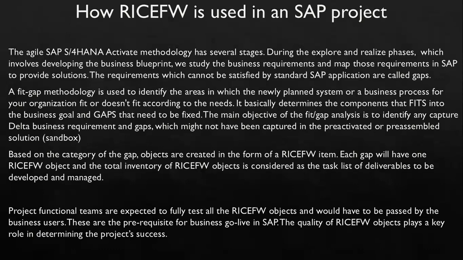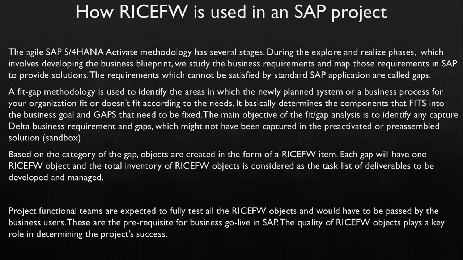Now, how WRICEF is used in an SAP project. The Agile SAP S4HANA Activate Manual has several phases or stages. During the explore and realize phases, especially, which involve developing business blueprints, we study the business requirements and map those requirements in SAP to provide solutions. Requirements which cannot be satisfied by standard SAP applications are called gaps.